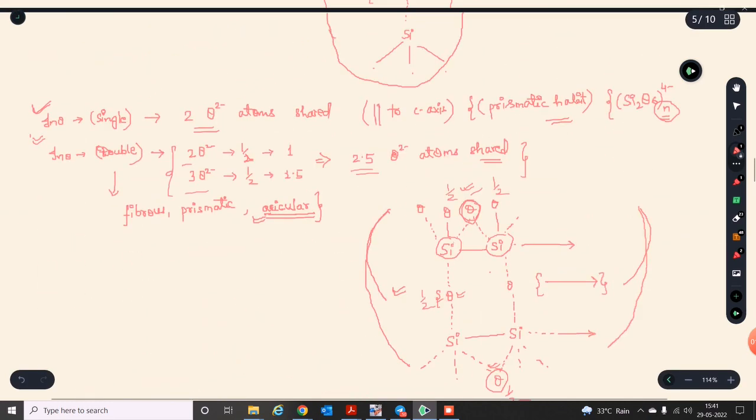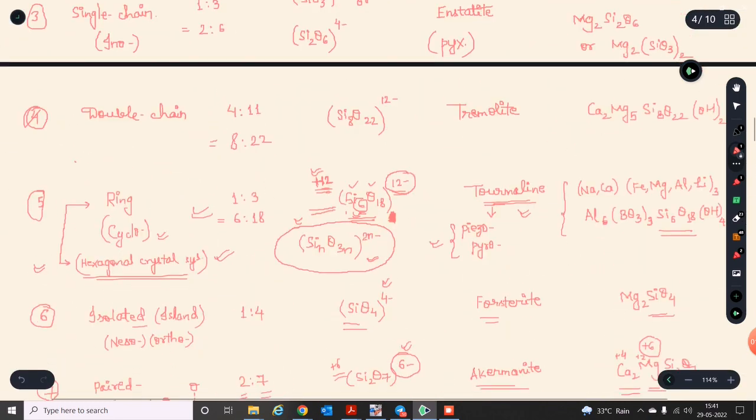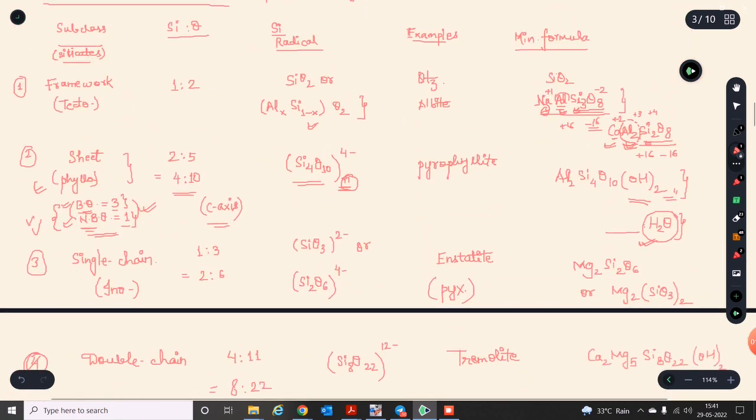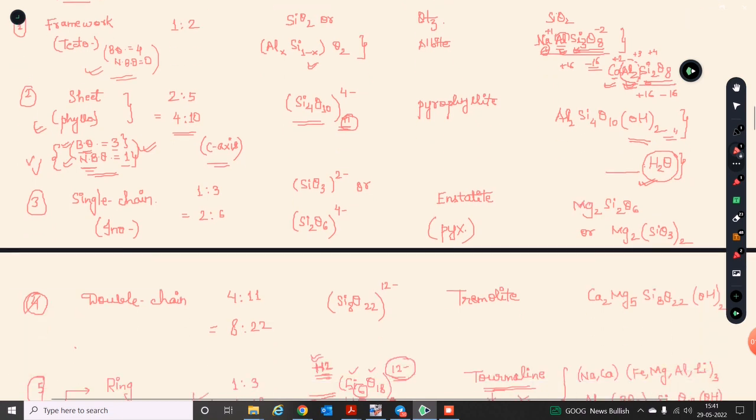Then we come to the last one, the tectosilicates. So how many oxygens are shared in tectosilicates? All the oxygens. All four. Yes. So here the bridging oxygen now becomes 4 and non-bridging oxygen becomes 0. Okay. So all 4 are shared in framework or tectosilicates. Non-bridging is how many? Non-bridging is 0.